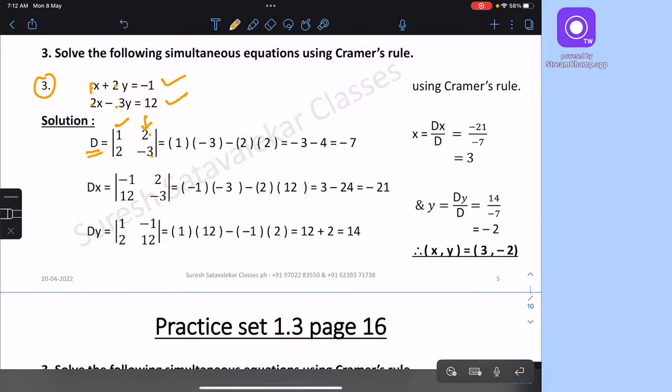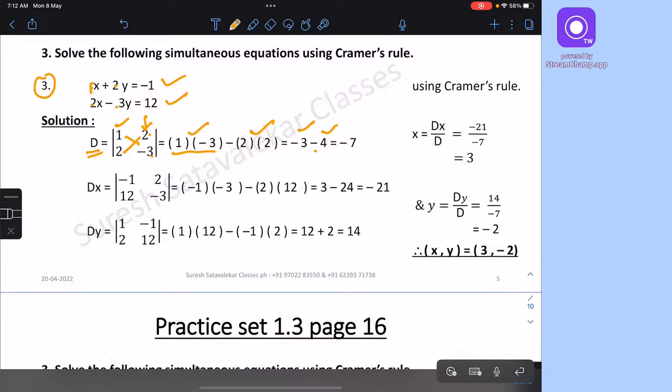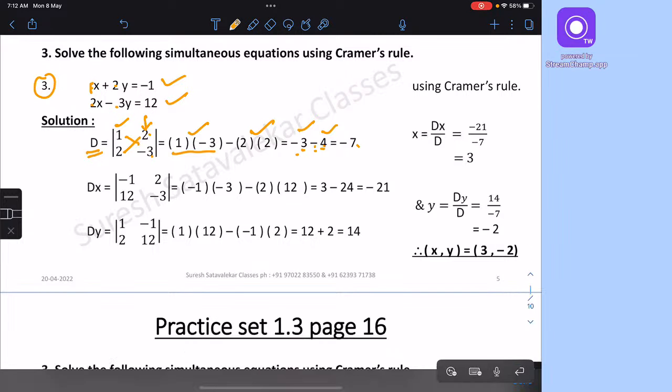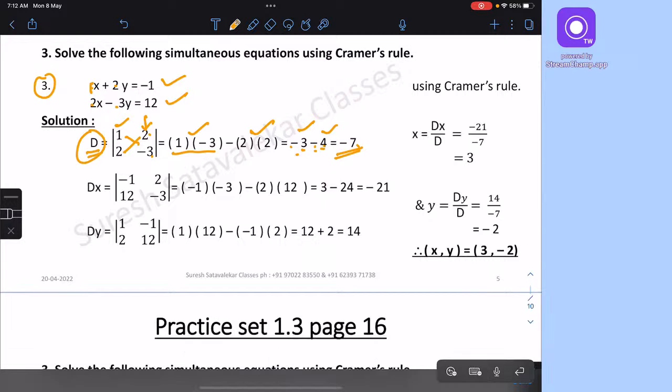Now cross multiply 1 and minus 3. Minus 2 into 2. 1 and minus 3 is minus 3. You have to subtract, so minus 2 into 2 is 4. Now both are having same sign, minus 3 and minus 4. When you have same signs, you have to add the numbers. 4 and 3 is 7 and give the common sign, that is minus. So minus 7 is the value of D.